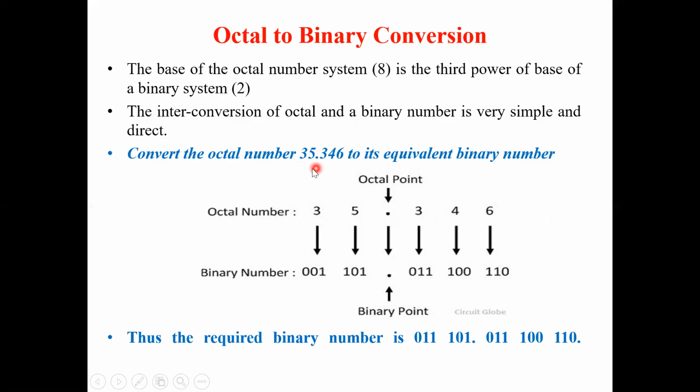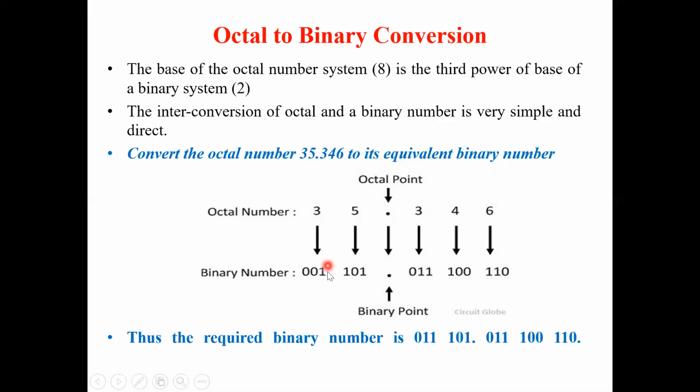Suppose I give you the octal number 35.346. Here you will not find 8 and 9. Keep a little space for the octal point. So the 3-bit representation: 5 is 101. 3 is 011. Here you can see 3 is 0 1 1. 4 is 100. 6 is 110.